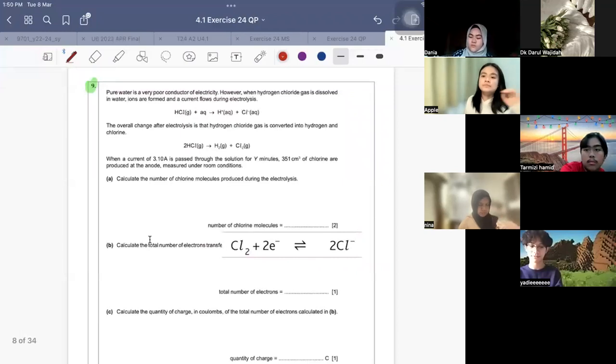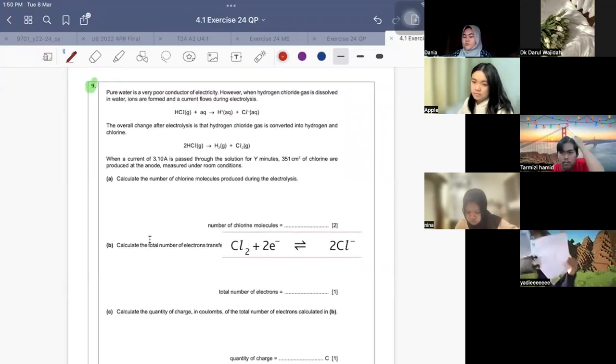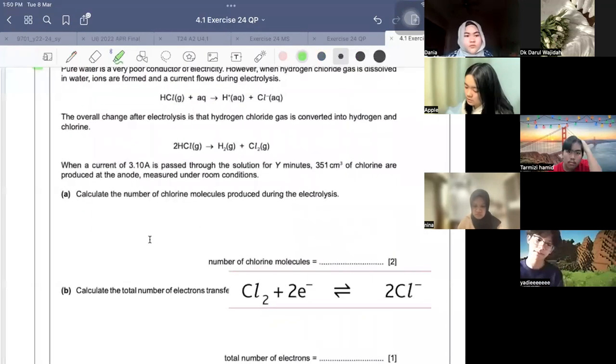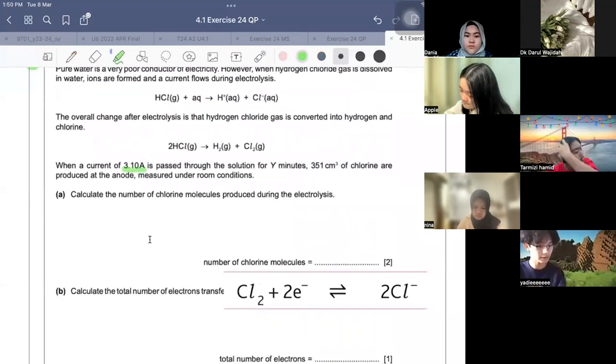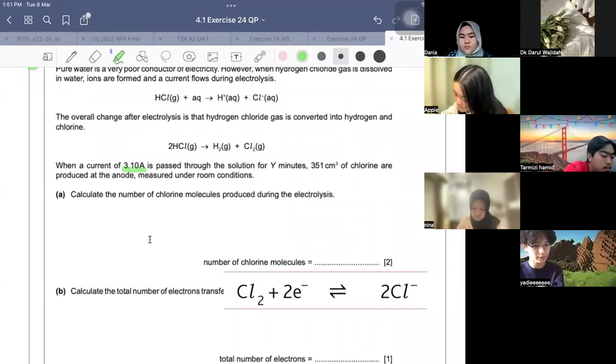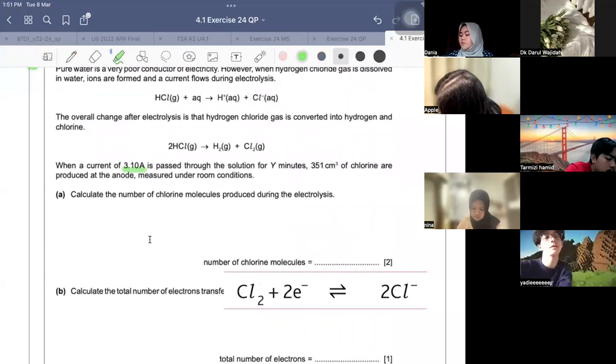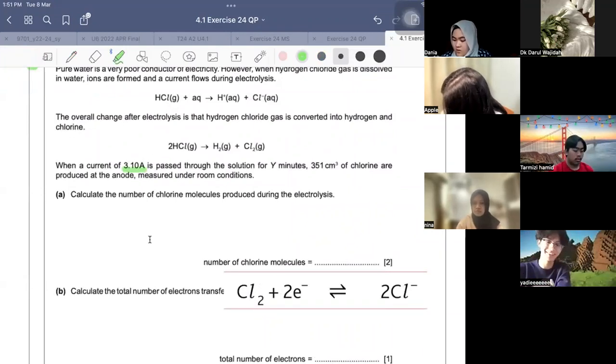Okay, pure water, overall change. So I will just skip and go straight to the given information. I know my current I is 3.1 amps, passed through the solution for Y minutes. So this time my T is unknown.